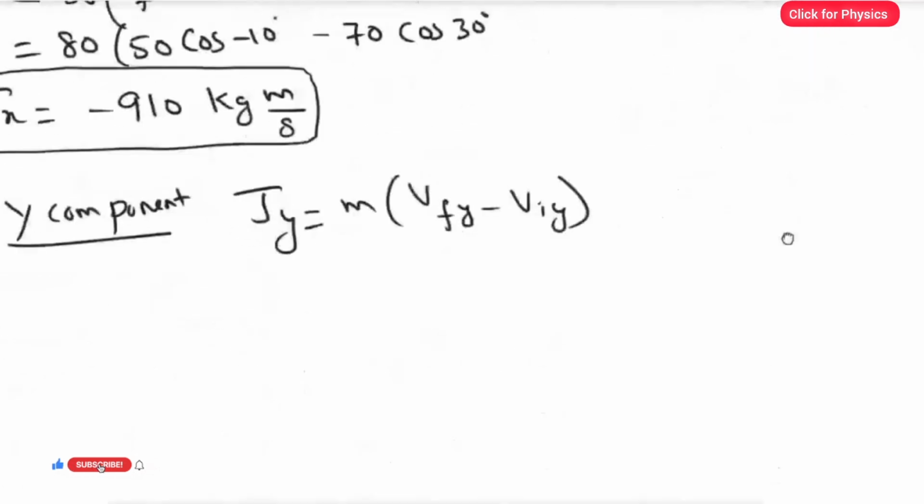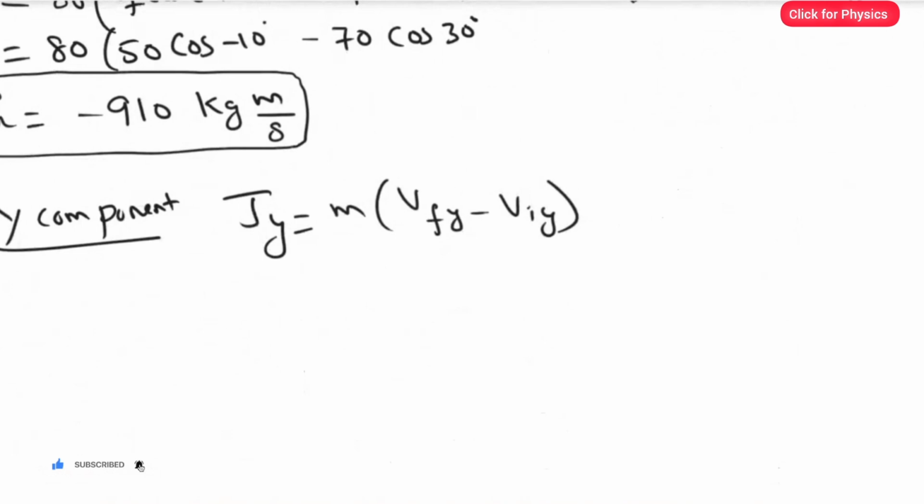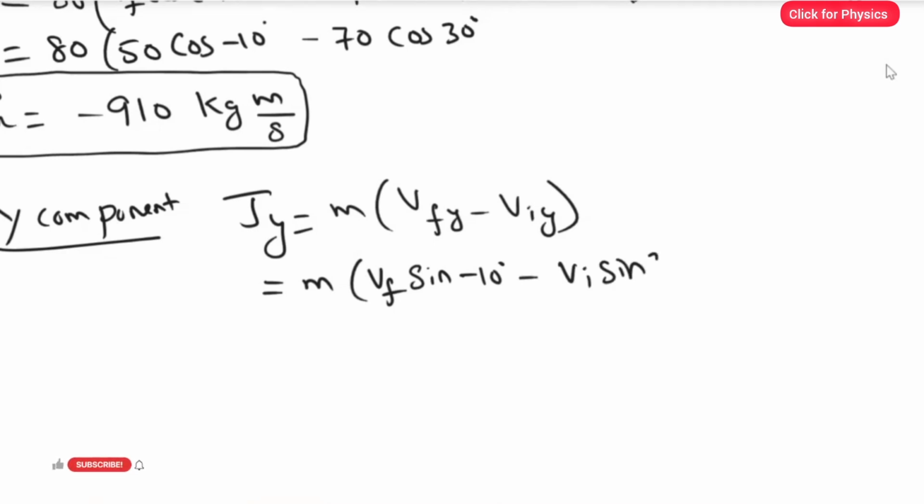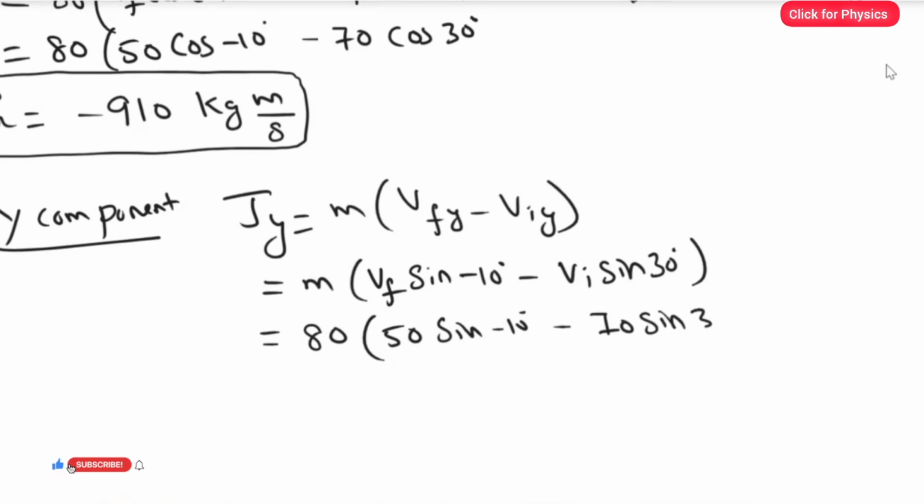Likewise, we have to find the y component. So how can we write? We can write this as mass multiplied by what is your Vf? Our Vf of y, which is nothing but Vf of sine of minus 10 degree minus V initial of sine 30 degree. Now I'm going to substitute the value. So 80 multiplied by V final is 50 meter per second. So sine of minus 10 degree, and your initial speed is 70, right? 70 meter per second. So 70 multiplied by sine of 30 degree.